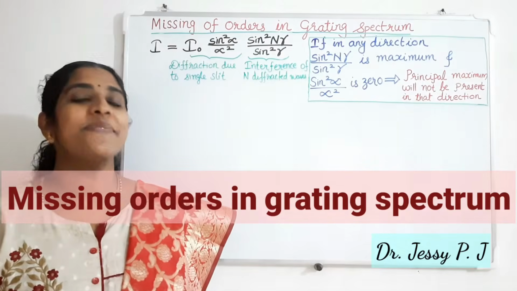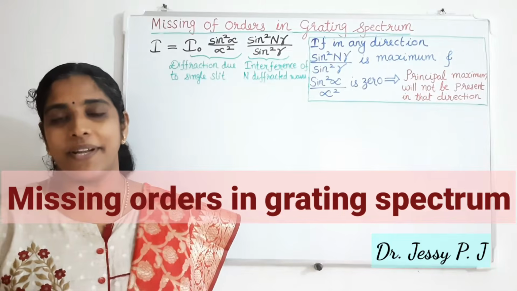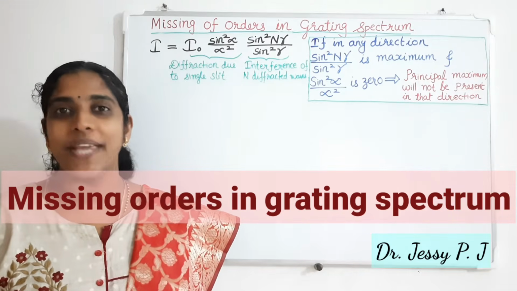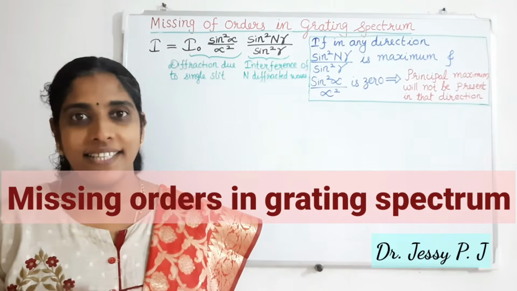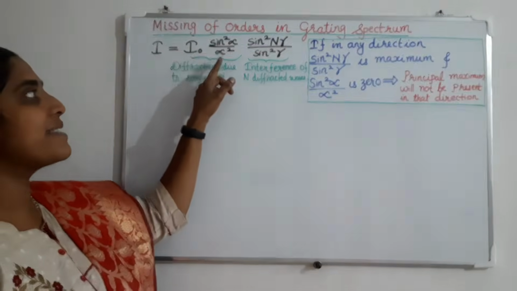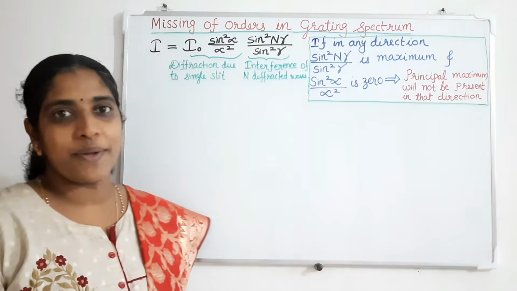Hi all, in this video we can see a topic, missing orders in grating spectrum. In the last video we have seen the theory of diffraction due to n slits. In that we have explained the resultant intensity expression as I is equal to I0 sin square alpha by alpha square, sin square n gamma by sin square gamma.